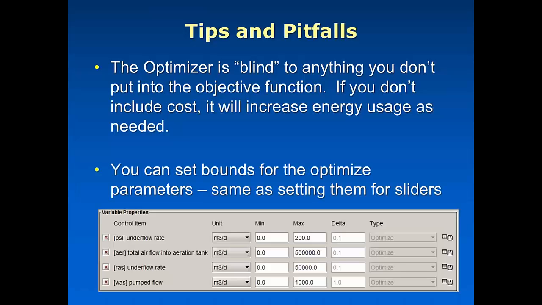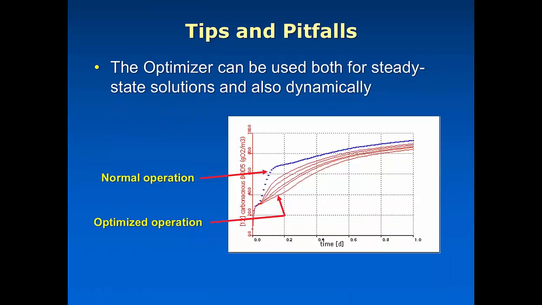You can also set bounds, as I mentioned before, so that the parameters that are being adjusted by GPSX don't go into ranges that you don't like. Basically, it's the same thing. If you open up the properties menu where the sliders are and where your optimized variables are, you just set the minimum and maximum as you would normally. And I've been showing you almost completely steady state here, except for that last parameter estimation bit. But this really can be used both for steady state or for dynamic runs too.